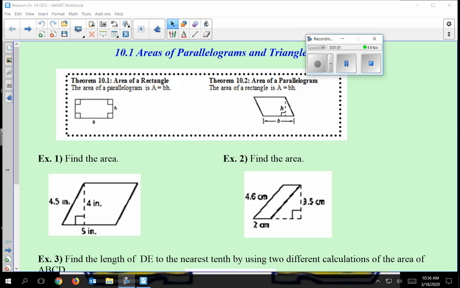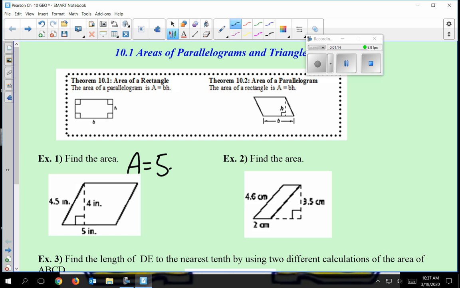In this first one, for example, my height is going to be 4 and my base is going to be 5. 4 is the vertical height. So I'm going to go ahead and get the area equals the base times the height, which is 4. And that's going to give me 20. It's also important to use your units. So this was in inches, and we indicate the areas by squared that way, or we could write it out as 20 square inches.